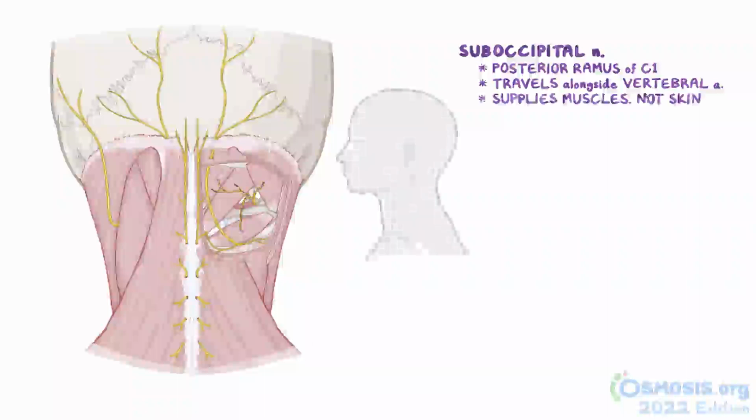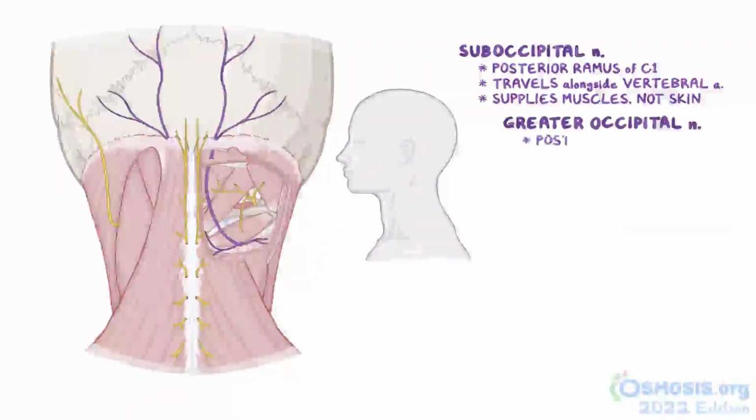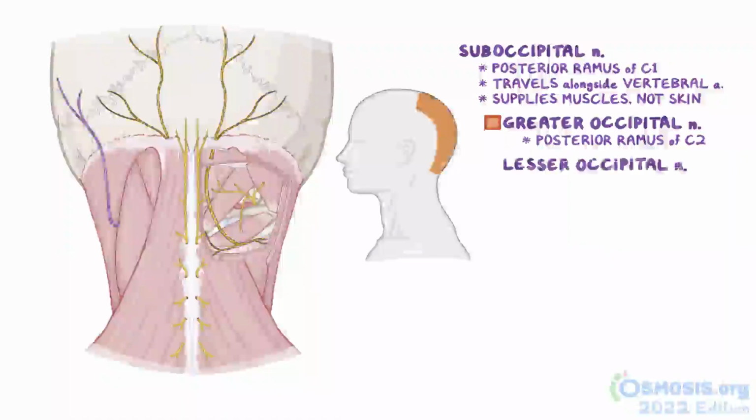One thing to remember is that this nerve innervates the suboccipital muscles, but not any of the overlying skin. Next, there's the greater occipital nerve, which is a branch of the posterior ramus of spinal nerve C2. It emerges inferior to the obliquus capitis inferior muscle and then ascends to supply the skin of the posterior scalp.